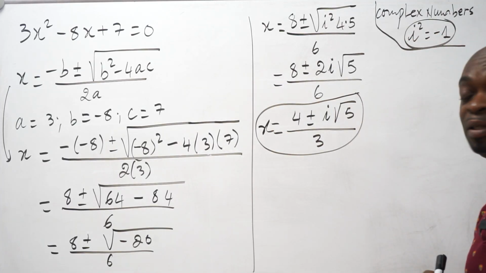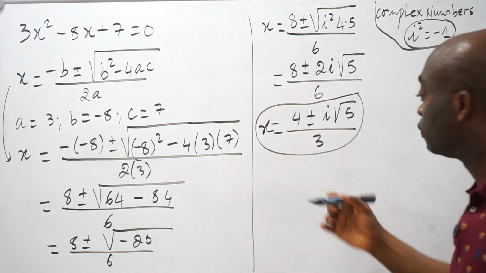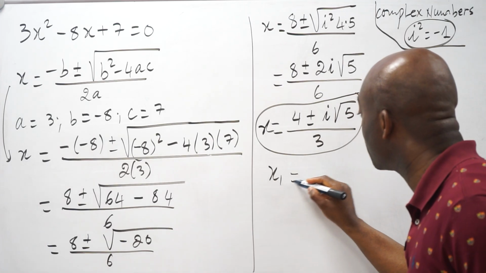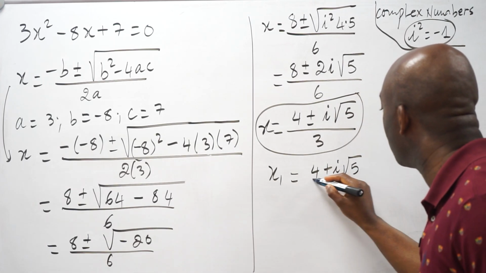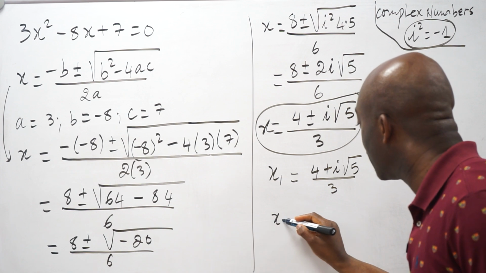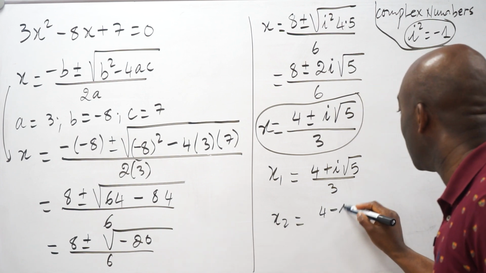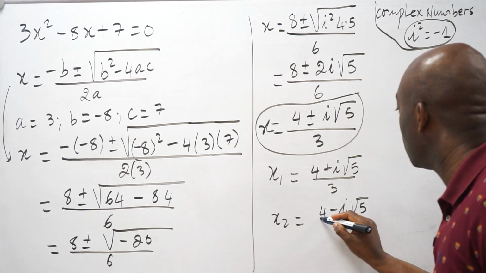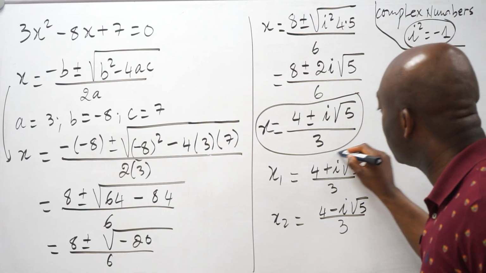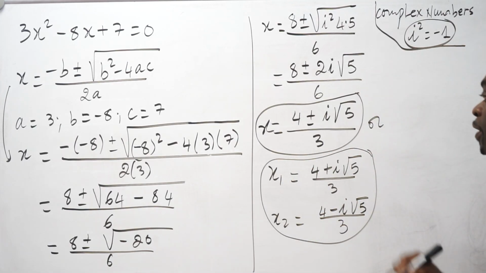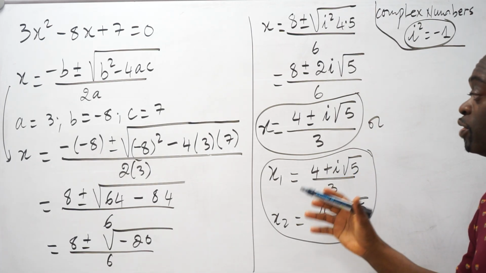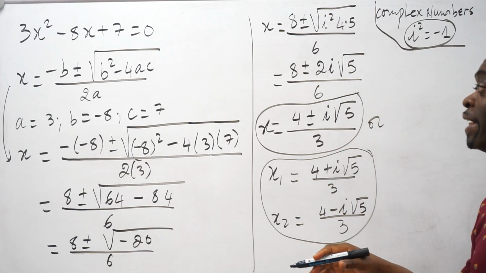And ladies and gentlemen, one more thing that we can do is split this into two. x1 is 4 plus i square root of 5, over 3. x2 is 4 minus i square root of 5, over 3. This is also either or, so this one or this one. Ladies and gentlemen, you are finished. There's no going further than this one.